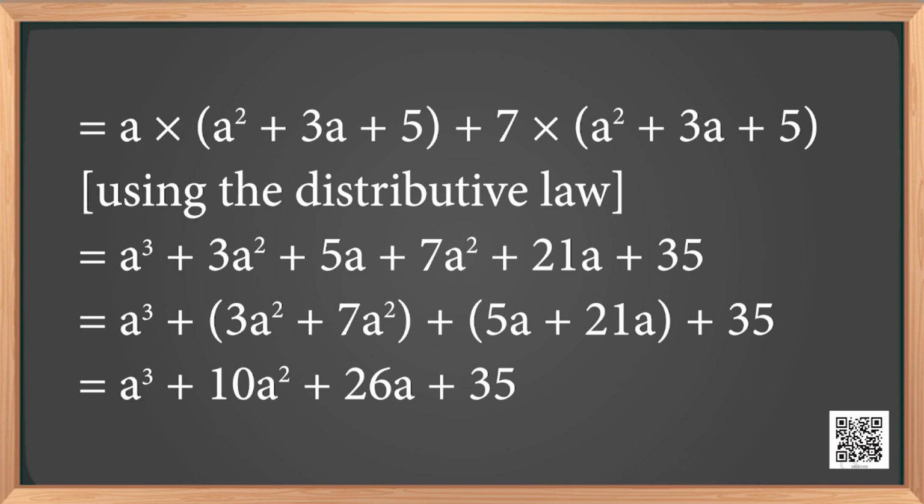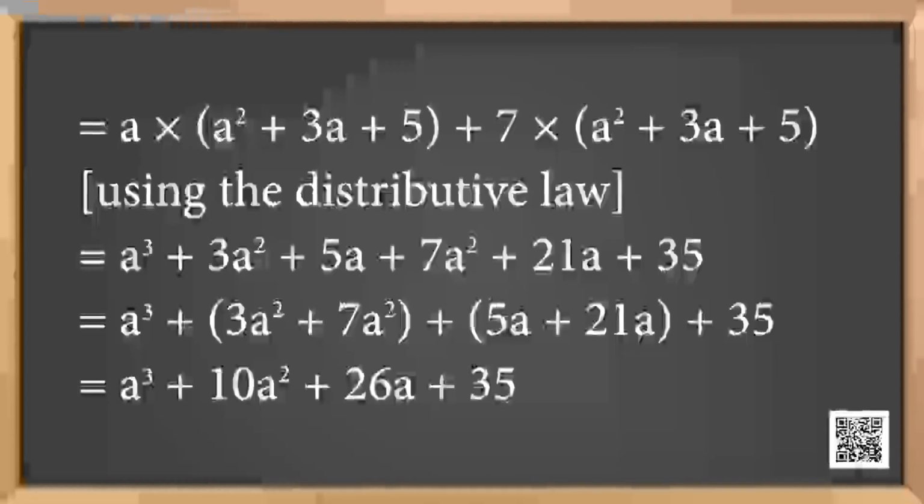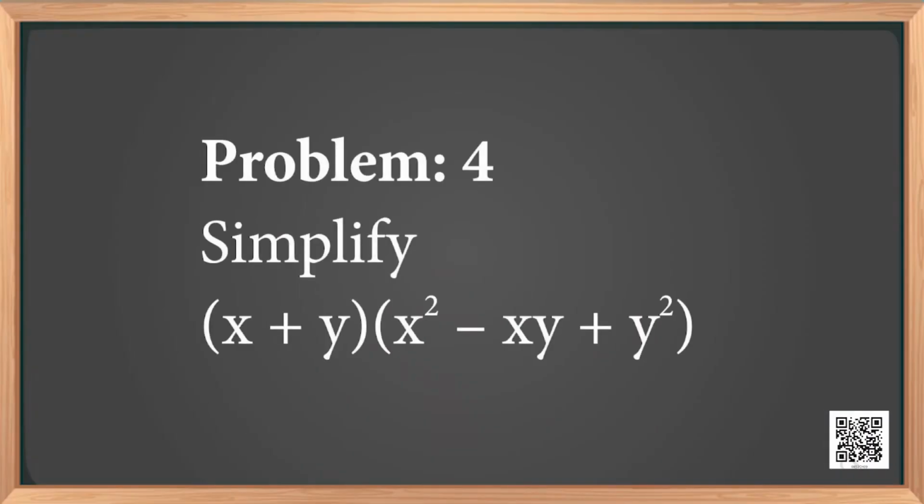Here 3a square and 7a square are like terms. So, when we add them, we get single term. Similarly, 5a and 21a are like terms. So, when we add them, we get single term. Hence, the product of a plus 7 and a square plus 3a plus 5 has 4 terms. Is it not interesting? Good. Try to solve this problem on your own. Problem number 4. Simplify x plus y times x square minus xy plus y square.